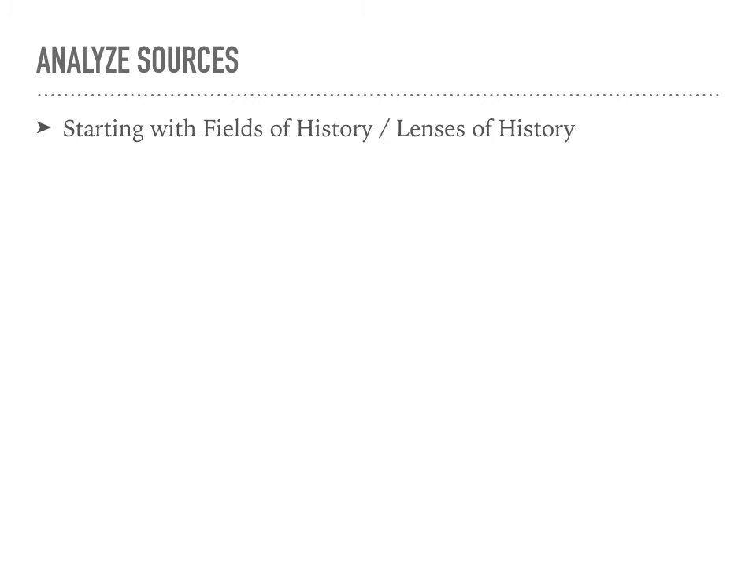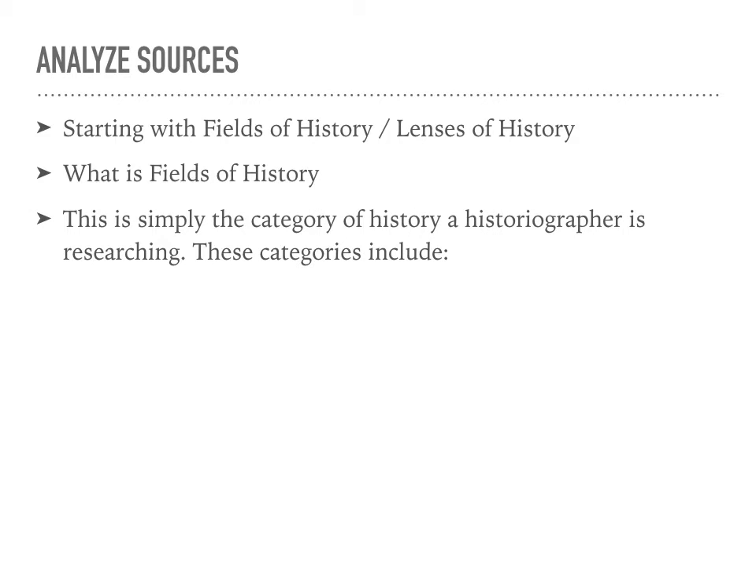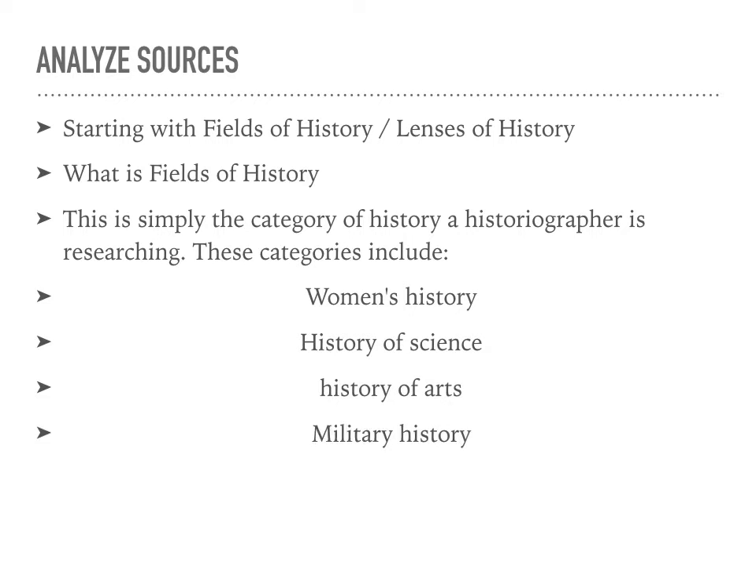So how are we going to analyze these sources? Starting with the fields of history and lenses of history. Both of these go together to give us a general overview of what the historian is really talking about and help us diverge into separate categories. So what is the fields of history? This is simply the category of history a historiographer is researching. These categories can include women's history, history of science, history of arts, military history, environmental history, and ethnohistory. All these put together break down the essence of what we are researching, and it allows us to break down the information that we're looking at.